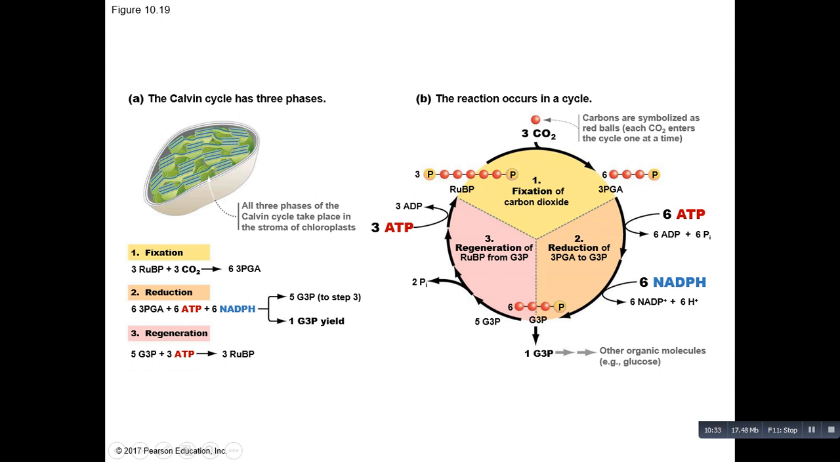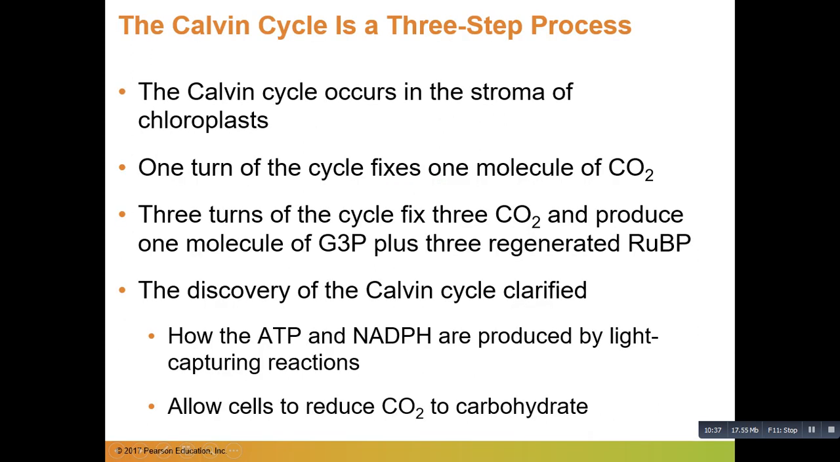Now, the Calvin cycle occurs in the stroma of the chloroplast. One turn of the cycle fixes 1 molecule of CO2. So we actually need 3 turns of the cycle to fix 3 carbon dioxide molecules, produce 1 molecule of G3P, and 3 regenerated RUBP.